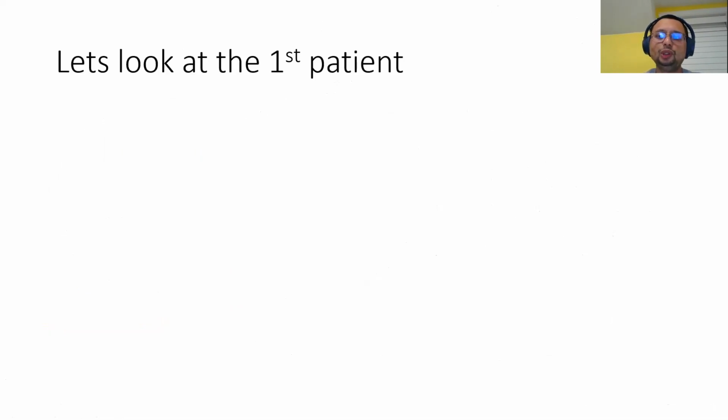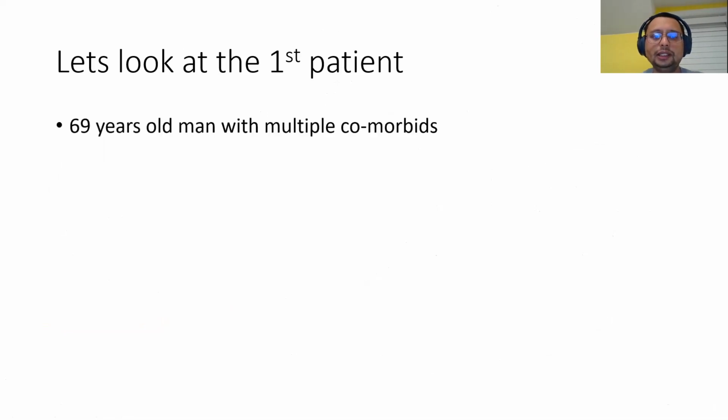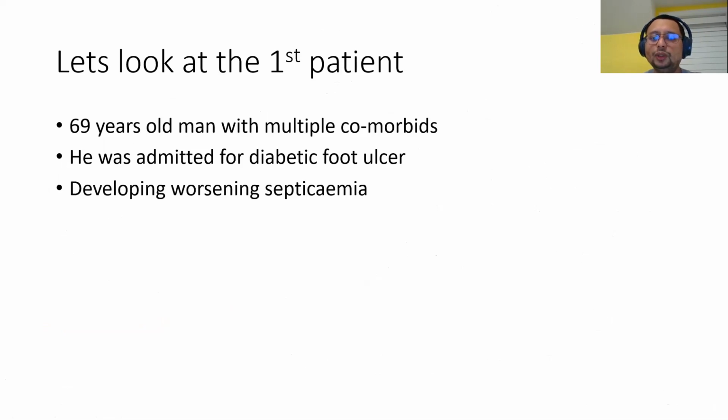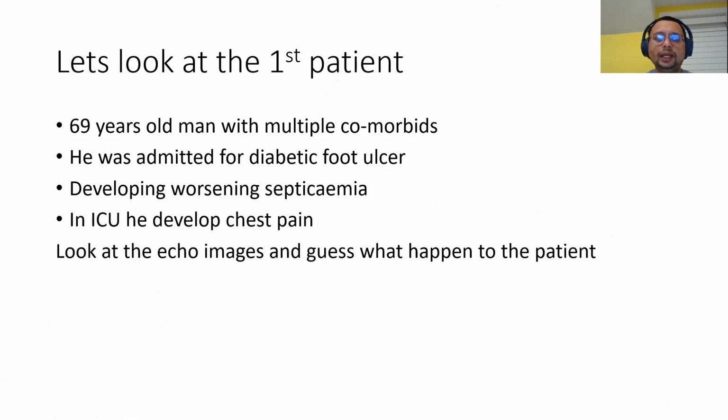Now I will give you two examples of coronary artery distribution. Let's look at our first patient here. He is a 69-year-old man with multiple comorbidities. He was admitted for a diabetic foot ulcer, developing worsening septicemia. Now in the ICU, the patient developed chest pain. Let's look at the echo image and guess what happened to the patient.